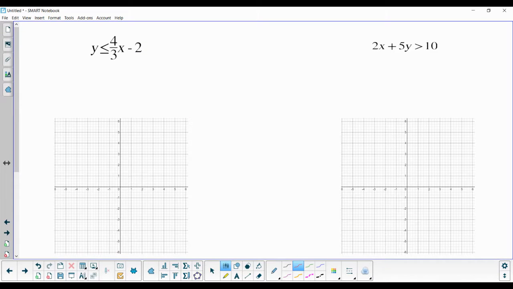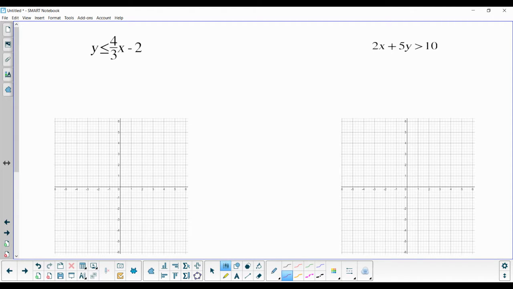All right, guys, so today we're going to try and remember how to graph a linear inequality. If we remember, we have to look at that inequality symbol to help us decide whether we're going to shade above or below, and whether it's going to be a dotted line or a solid line. When I look at my very first equation here, I notice that it's already in slope-intercept form.